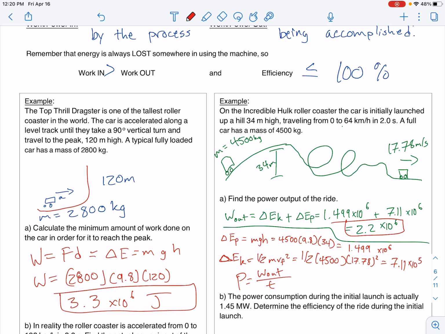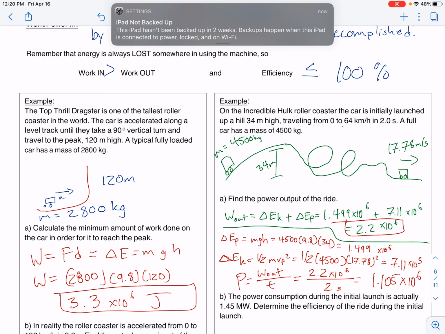All right, calculate my power. 2.2 times 10 to the 6 joules divided by 2 seconds equals 1.105 times 10 to the 6th watts.